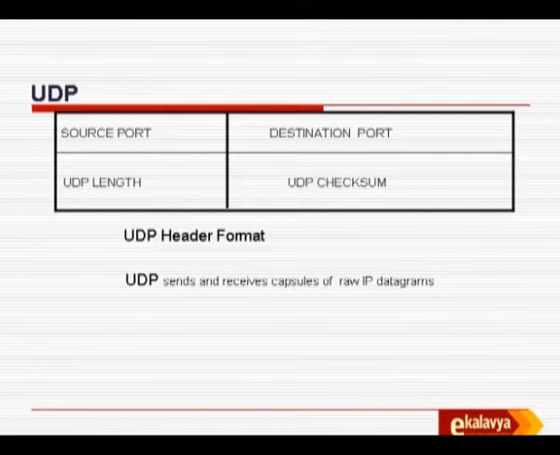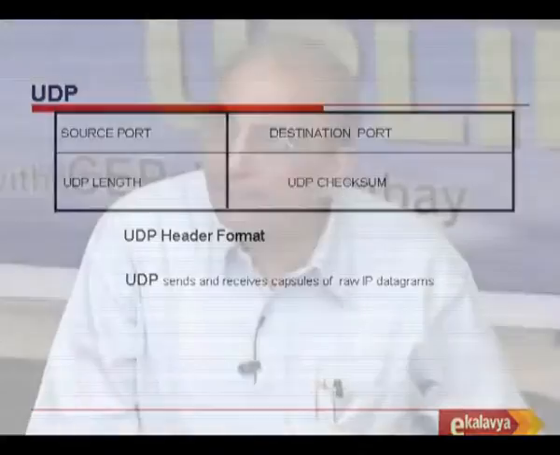Take UDP. UDP has a source port and a destination port. It has UDP length and UDP checksum. You see how simple the UDP packet is. It is a datagram protocol because it has to define where the source is, where the destination is, and this is the UDP header format. It sends and receives capsules of raw IP datagrams. So it will capsule the raw IP datagrams and send them. The individual datagrams will move in IP.